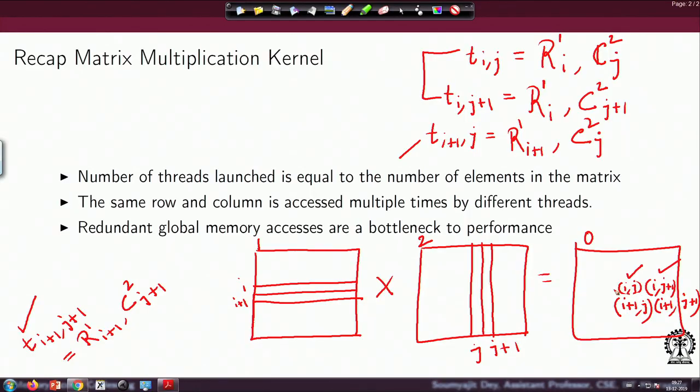But the question is, they may not be doing the computation at the same time. Thread Tij and thread Tij plus 1 may not be active together at the same time. So in that case, since they are not active together at the same time, where will the data be resident? That also is an important thing.